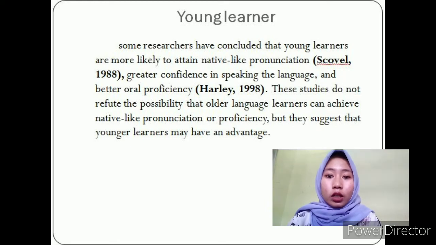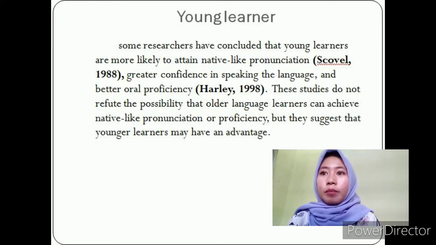Next is young learners. Some researchers have concluded that young learners are more likely to attain native-like pronunciation based on Harley, greater confidence in speaking and language, and better oral proficiency. This study do not refute the possibility that older language learners can achieve native-like pronunciation or proficiency, but they suggest that young learners may have an advantage.